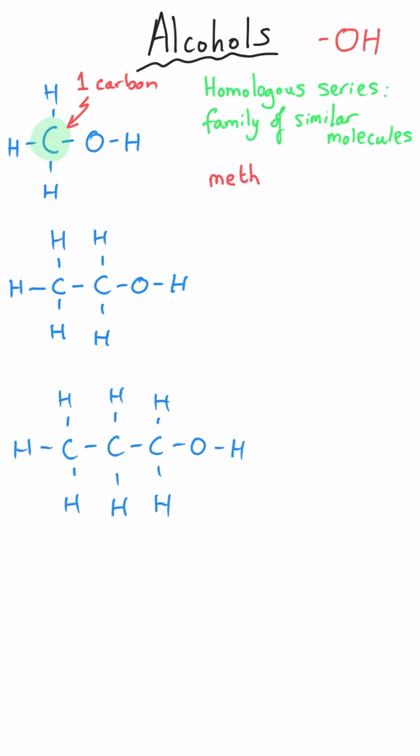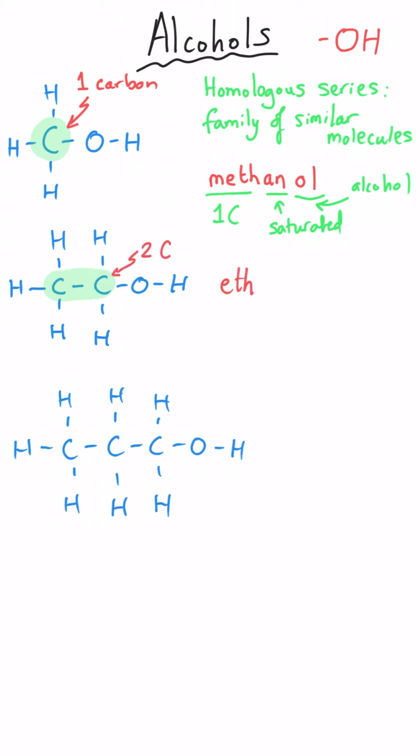It's a saturated molecule, no double bonds anywhere, so like alkanes, it has got the "an" part. And it's an alcohol, so it is "ol". So this first one is methanol. The second one has got a carbon chain of 2, so that's going to be "eth". It's saturated as well, so ethanol. The third one is 3 carbons in a chain, so that's propanol. And then it continues butanol, pentanol, hexanol, etc.